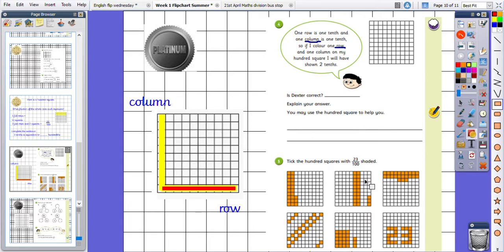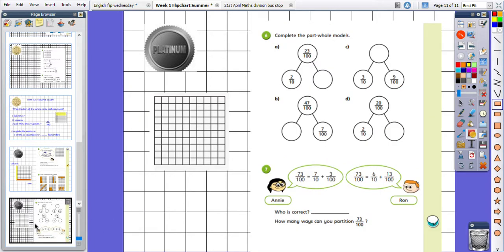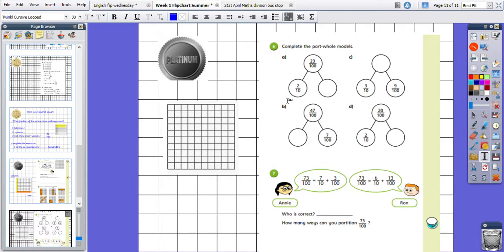Question 5, you need to choose which representation shows 23 hundredths being shaded. And question 6, completing the part-whole models. When you are doing this question, please be nice and neat in your book. We don't need huge circles, but you need to think about equivalent fractions. This fraction here, your whole model, is 23 hundredths, and it's been split into 2/10. Well, what's 2/10 equivalent to? Could you change that to a hundredth? And then you need to find the missing number.